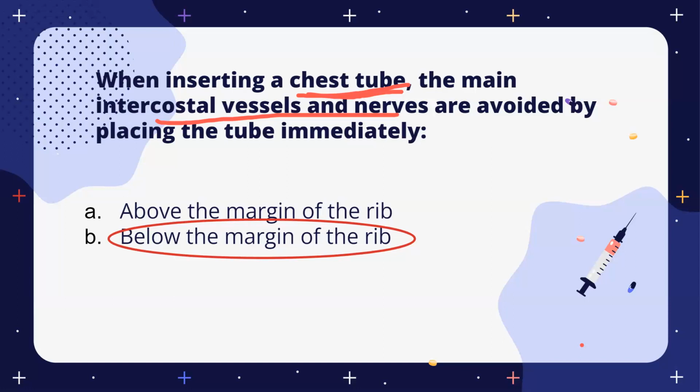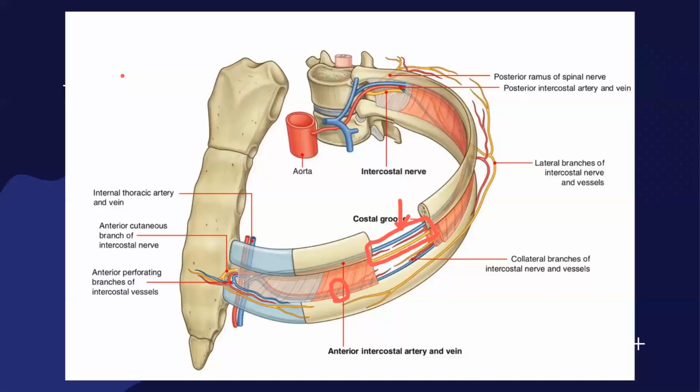Sorry. That's on me. This is wrong. It should have been above the margin of the rib, not below. I'm sorry for the confusion. Oh my god. Okay. Yeah. So this picture is pretty self-explanatory. You're placing it here to avoid the main bundle. So you're placing it above, not below, the margin of the rib.